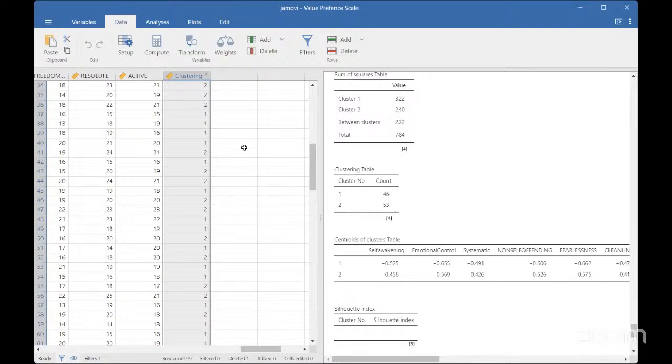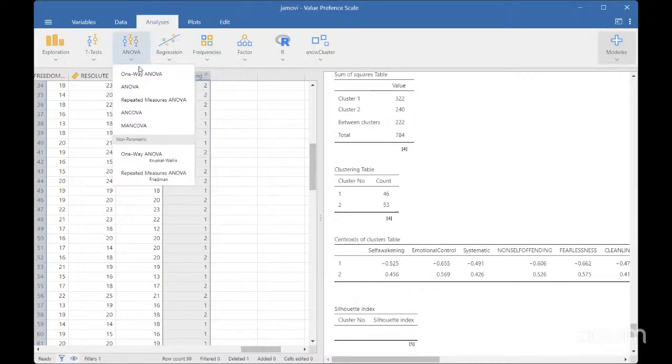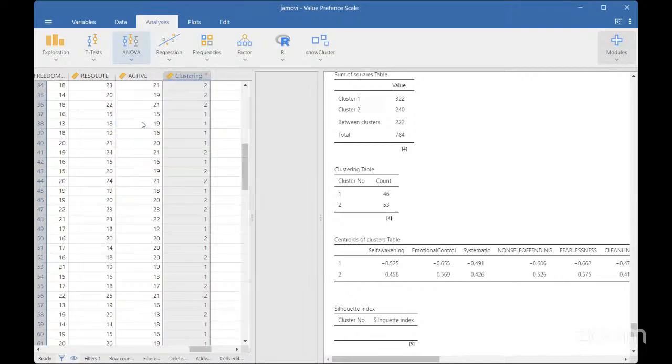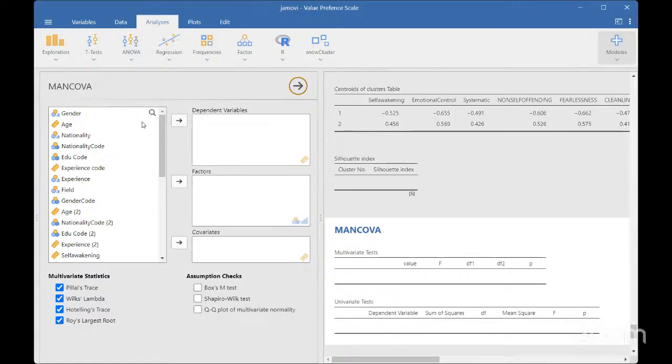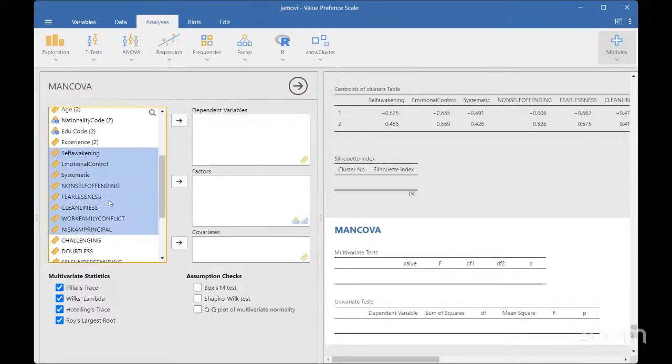Now you click analyze, then there is ANOVA. You click the ANOVA. Below is the MANCOVA. Now your dependent variable will be the first component. And factors will be the cluster.